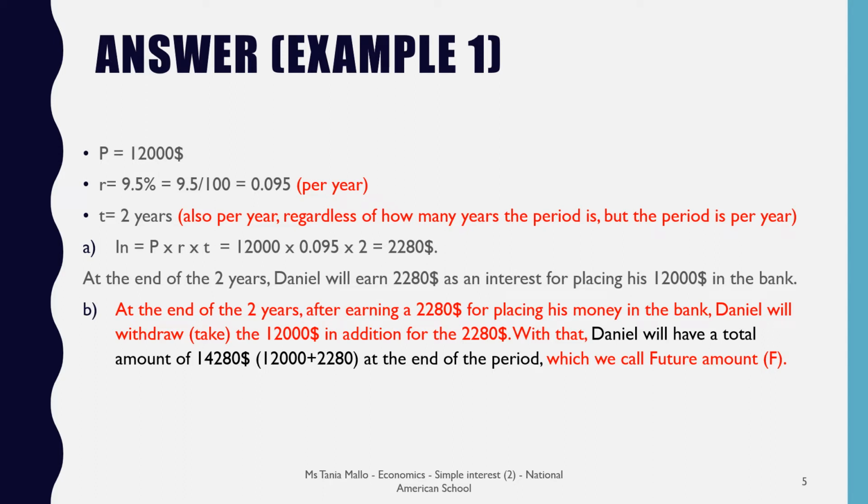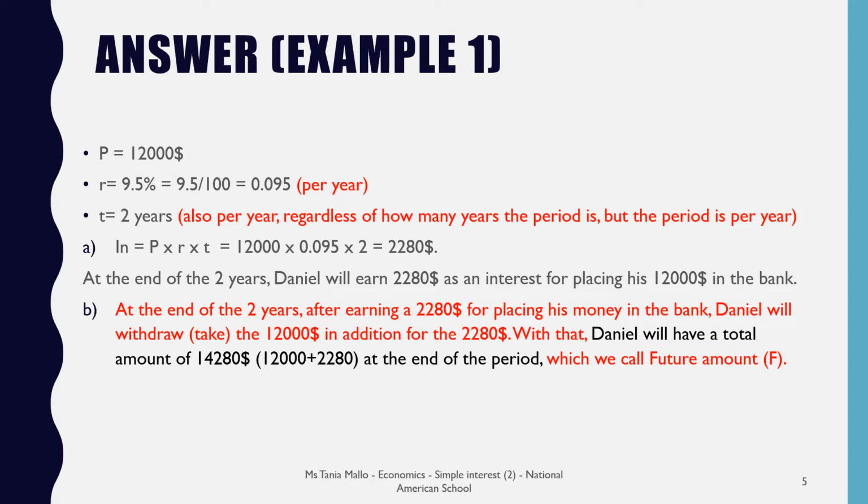When calculating P times R times T, we have $2,280 that Daniel earned for placing his $12,000 in the bank. That's the answer for question A. At the end of the 2 years, Daniel will earn this amount as interest. But for question B, what is the total amount that Daniel will have? He earned $2,280 as interest, but what will he have as a total amount?